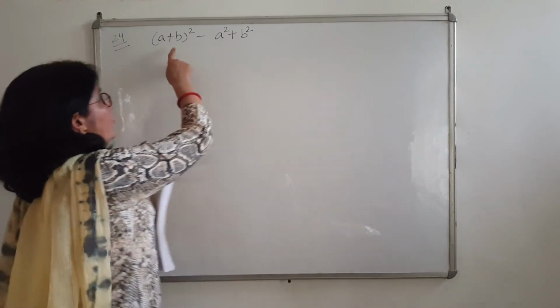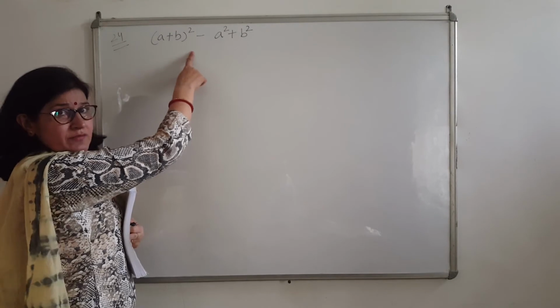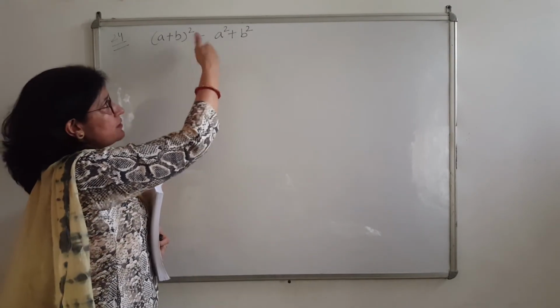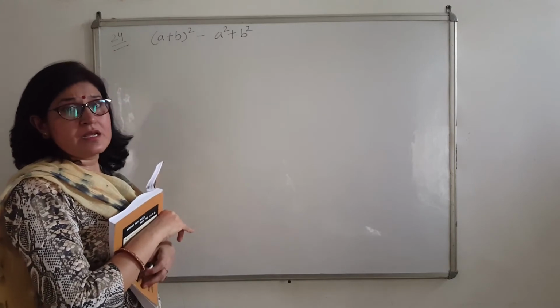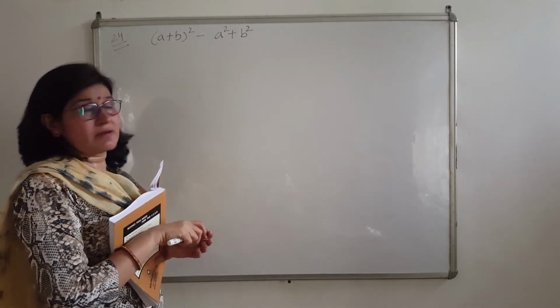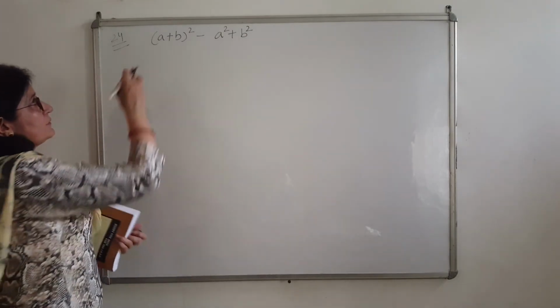First one, you open it by the identity of a plus b whole square. We get a square plus b square plus 2ab, and a square plus b square. Reduce the terms and you get the answer. But the property of a square minus b square will not be followed here. We have to go by the same property. So what will we do?